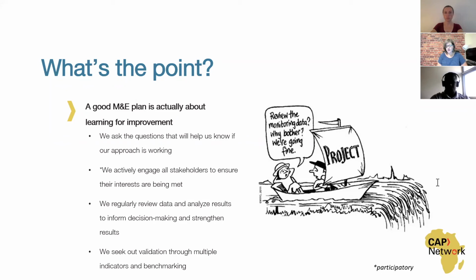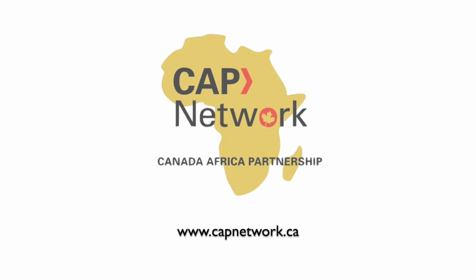A good monitoring and evaluation plan also seeks validation, which means that we don't necessarily trust just one indicator or one piece of data to tell us what's happening with the project. So we're going to seek out multiple touch points, multiple ways of seeking information and feedback from our beneficiaries, from our stakeholders in the community, so that we can really develop a full understanding of what's happening with our project and how it's impacting people's lives.